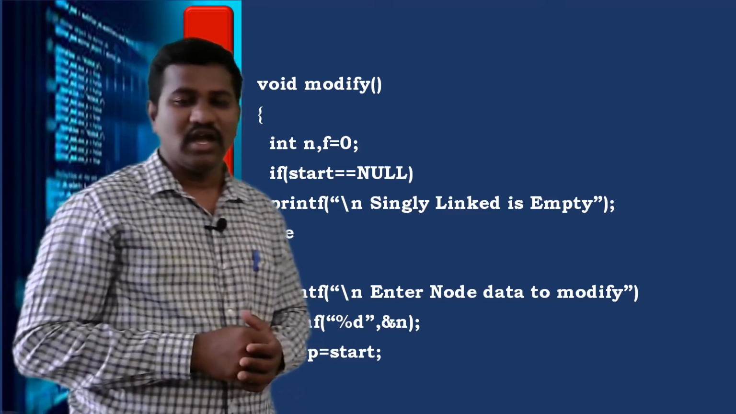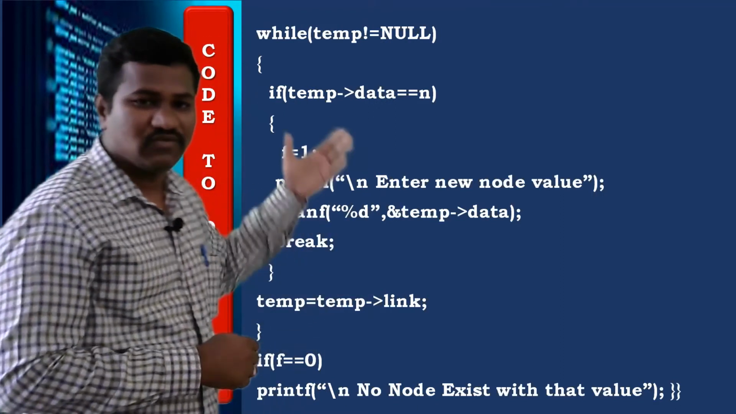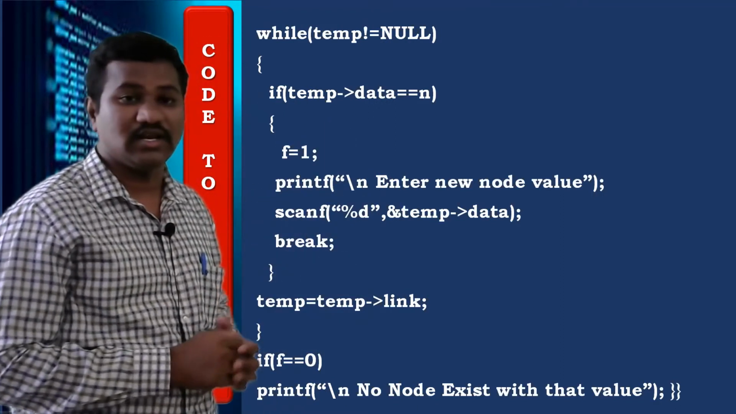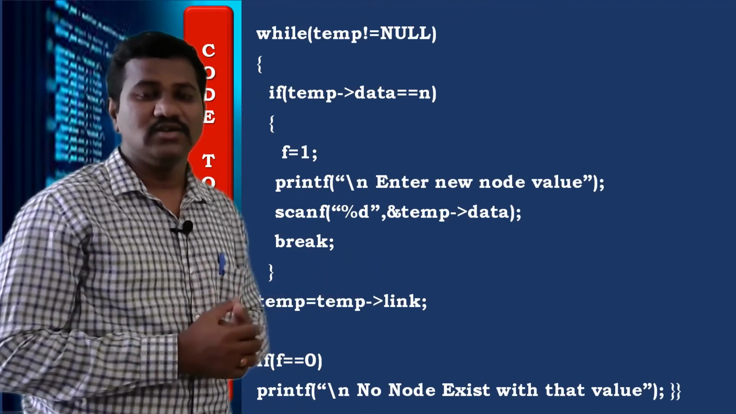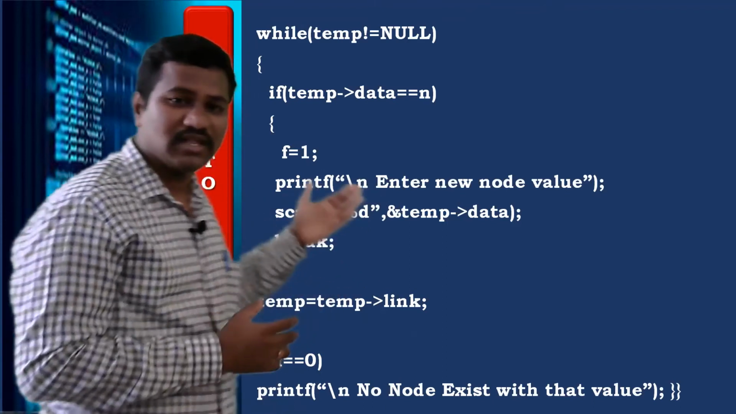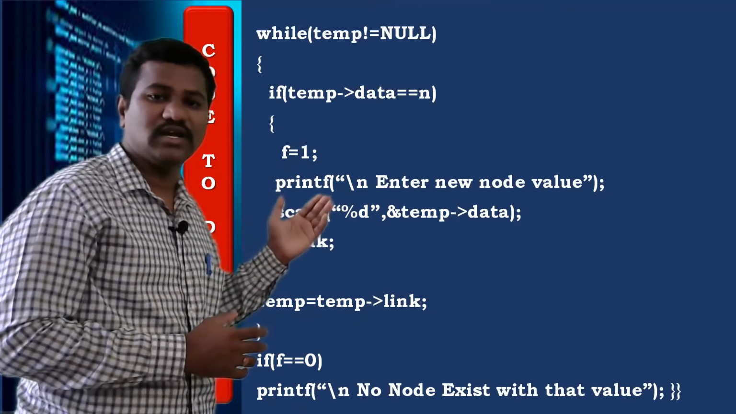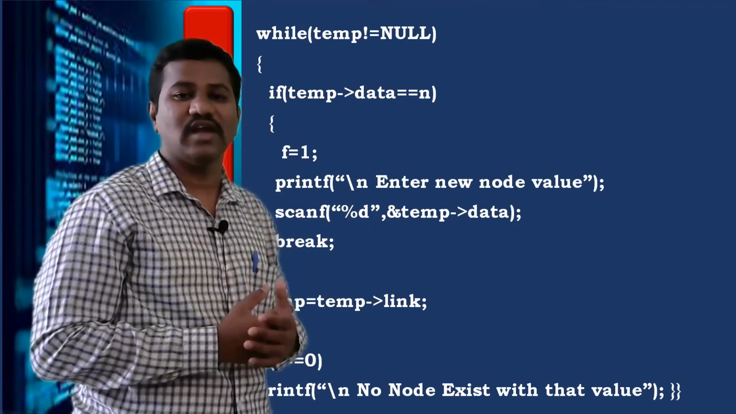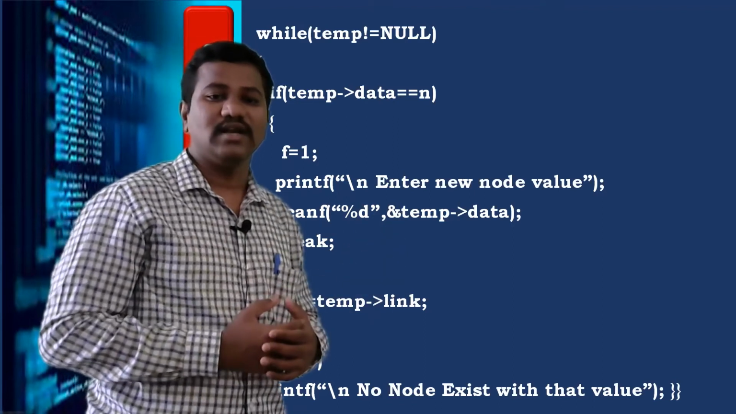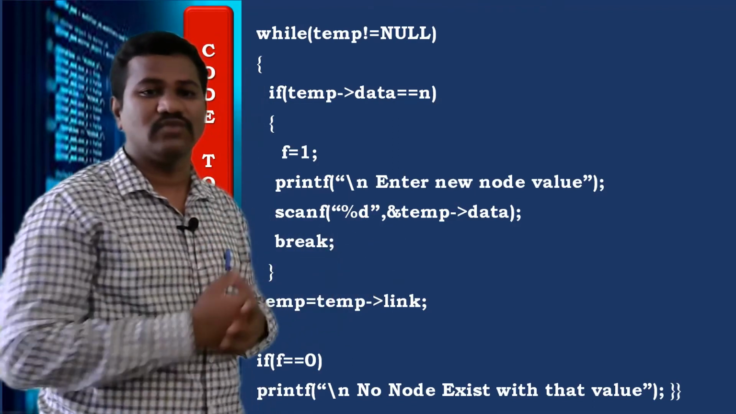Then I'm going to assign start to the temp variable. After assigning start to the temp variable, again we go with the while loop. How we did it in case of the modify operation is the same thing. If we find the data, then we make the value of f equal to 1. After that, we ask the user to enter the node value, and the user enters the value. That value I'm going to store in temp arrow data, the updated value. Then it comes out of the while.